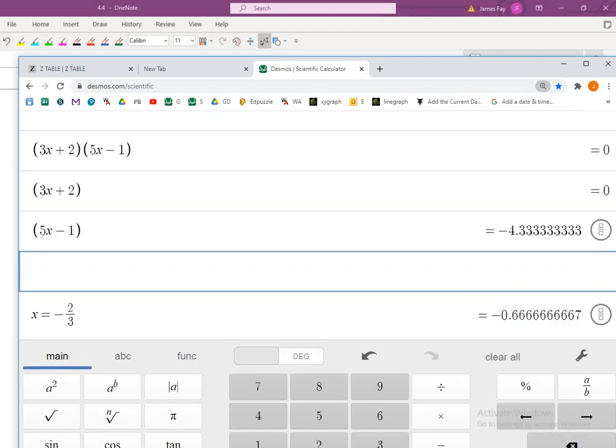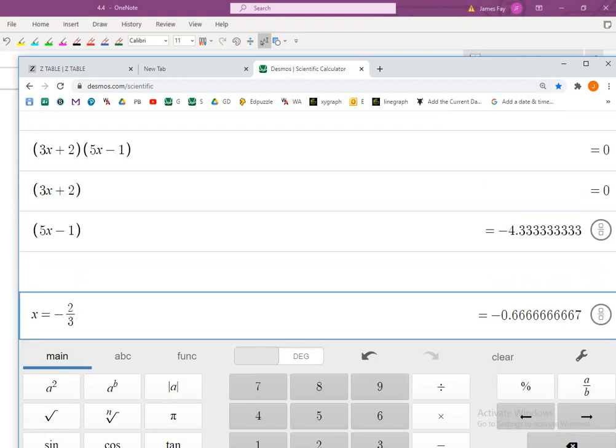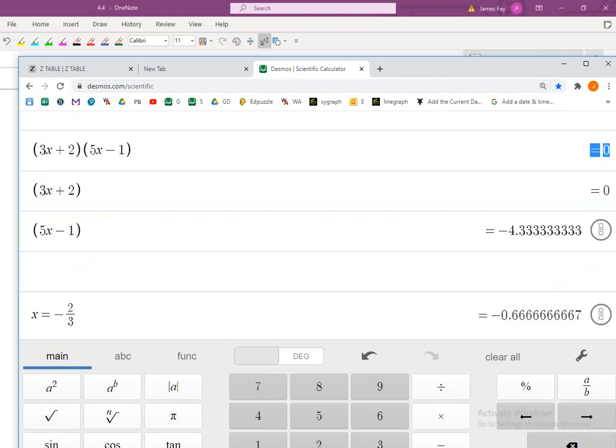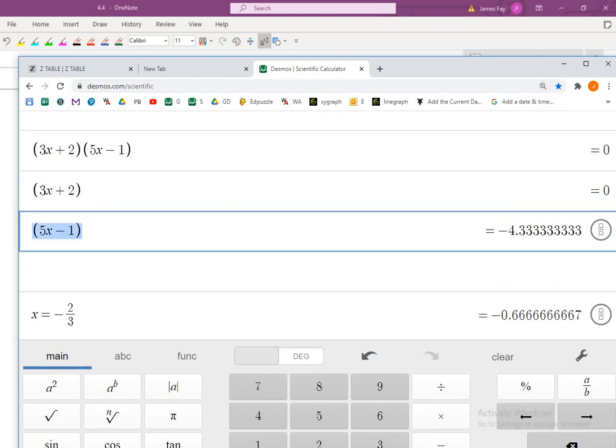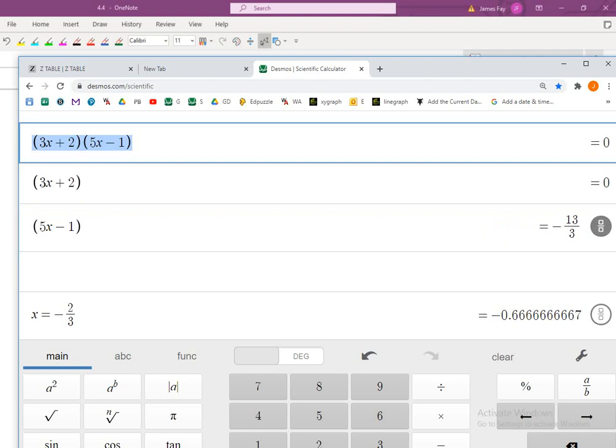So if I look at it this way, I kind of just separate them. So if I plug x to be negative 2/3 into this one, it gives me 0. And when I plug it into 5x minus 1, it gives me negative 13/3. If I take negative 13/3 times 0, which is what is happening right there, does that make sense? Negative 13/3 times 0, well, that gives me 0. So that's showing that one of these numbers was 0.